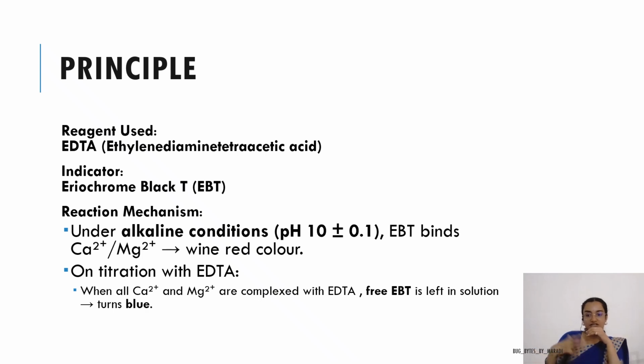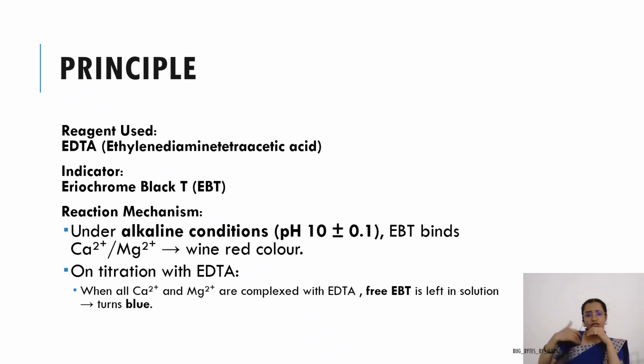So what is the reaction mechanism here? Under the alkaline condition, if the sample contains calcium or magnesium, when you add EBT indicator, it turns wine red in color. Upon titration with EDTA, EDTA binds more strongly to calcium and magnesium compared to EBT. So when you titrate against EDTA, it binds with the calcium as well as the magnesium ions to form a colorless soluble complex.